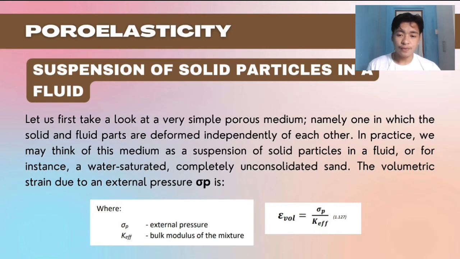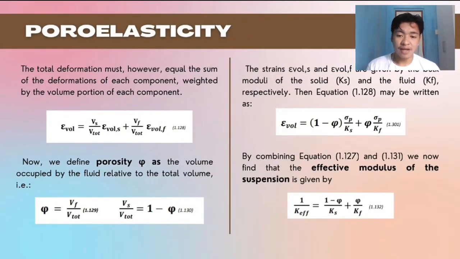Yan, the 1.127. This formula is the volumetric strain due to external pressure where K sub EFF is the bulk modulus of the mixture. Next is the total deformation naman must, however, equal sa sum of the deformation of each component. So therefore, we have this formula or equation, the 1.128, where the S and F are the notation for solid and fluid, and V sub TOT is the total volume.